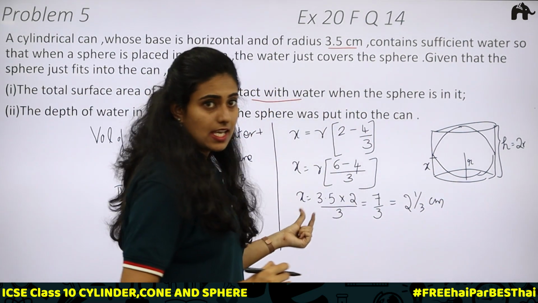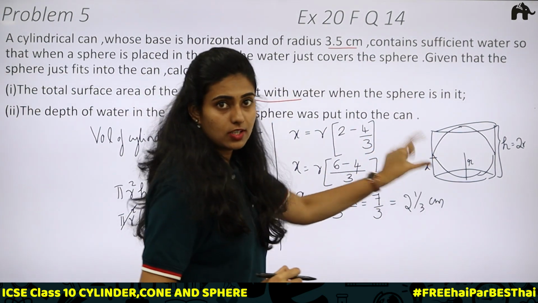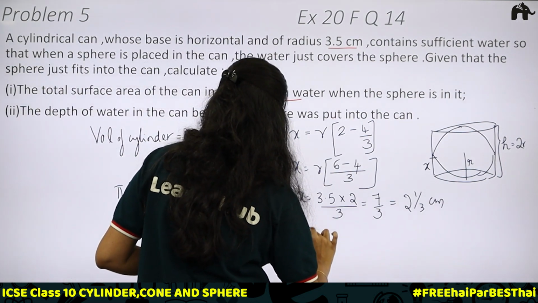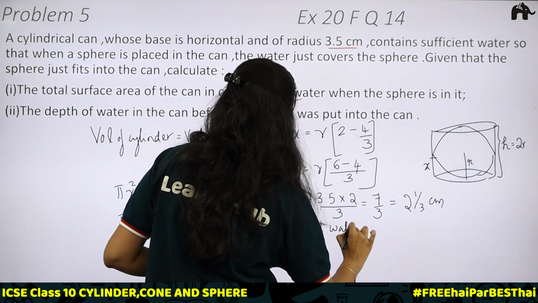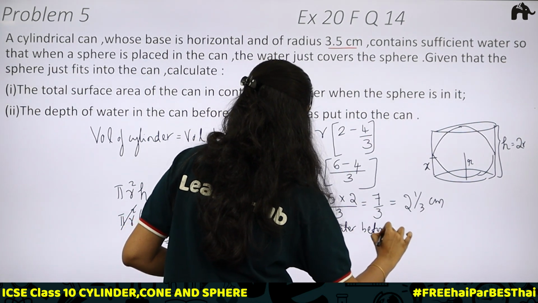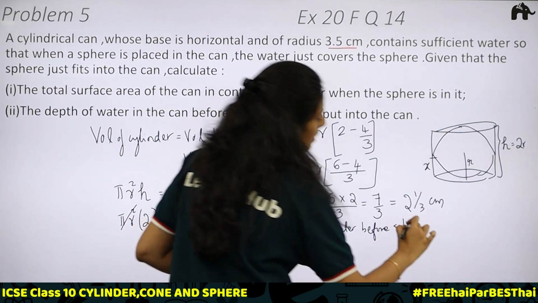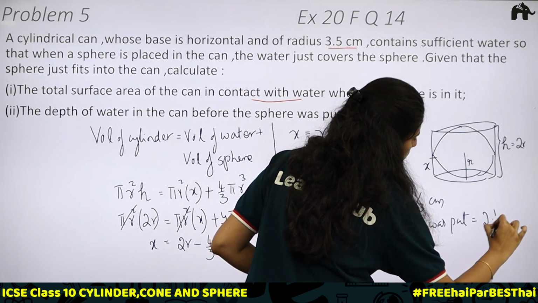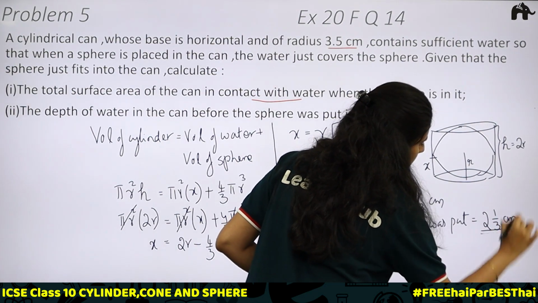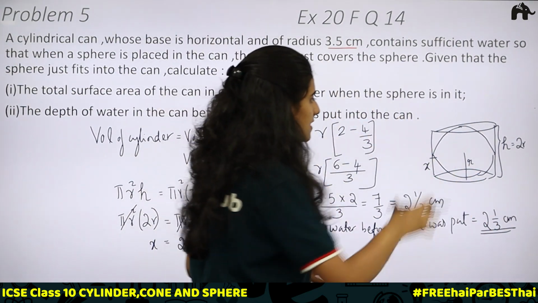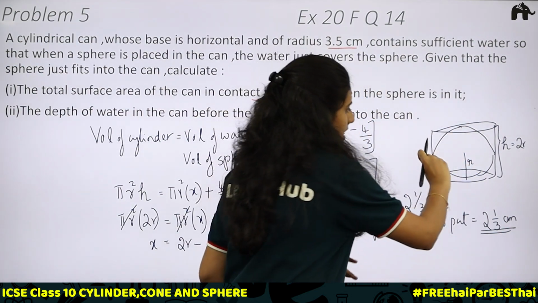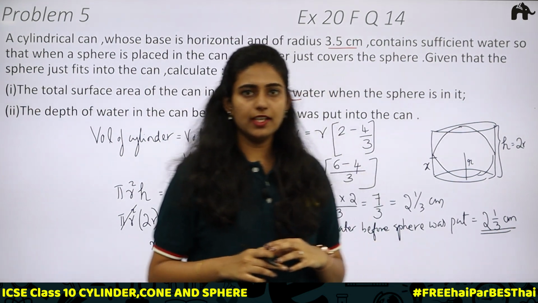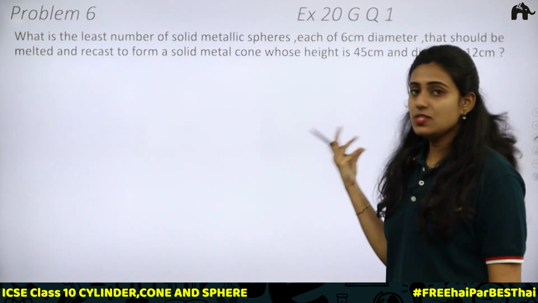We have taken x as the height up to which water was present initially. Okay, therefore the depth of water before the sphere was put is equal to 7 by 3 centimeter. Is that clear? So when the sphere was put into it, the water level has risen from this x up to the total height h.